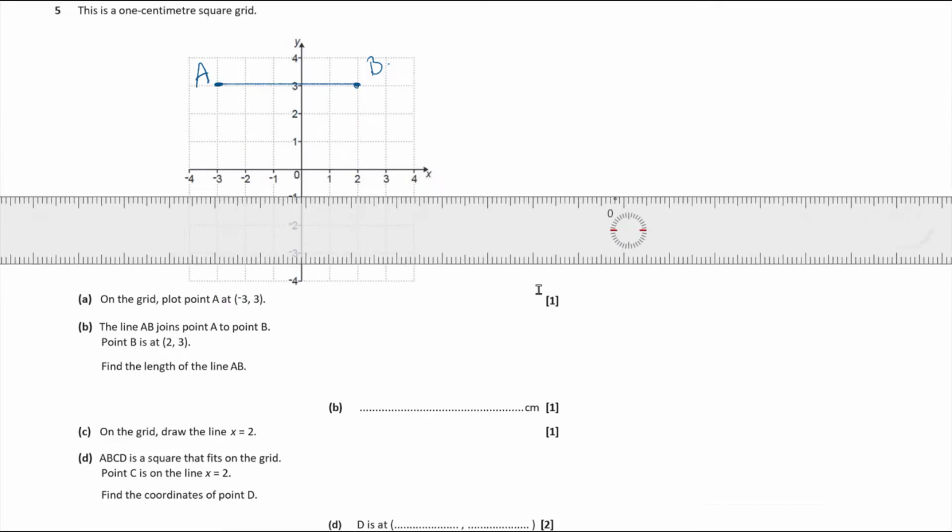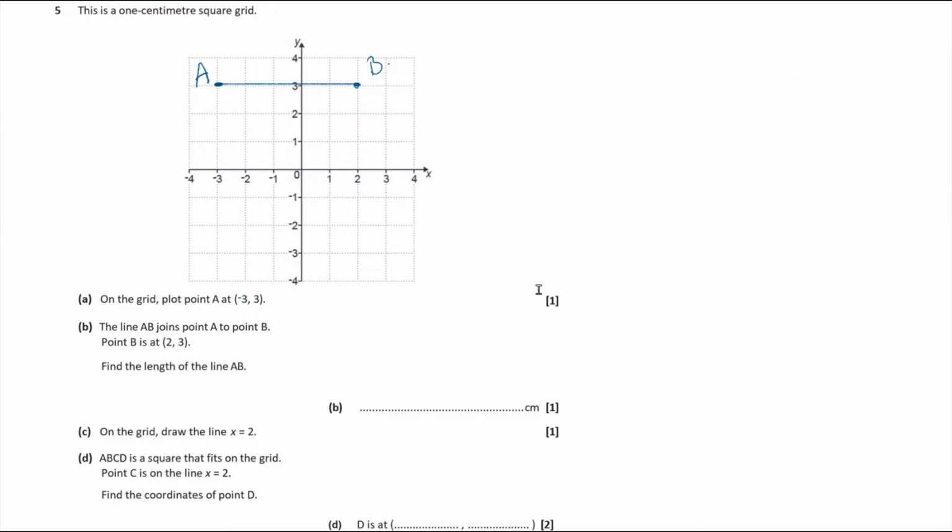Okay. What's the question? Find the length of the line. Well, how long is that line? Well, it's 1, 2, 3, 4, 5 units long, isn't it? So that's 5, and because it's a 1 centimetre square grid, that's just 5 centimetres, isn't it? No need to measure it.